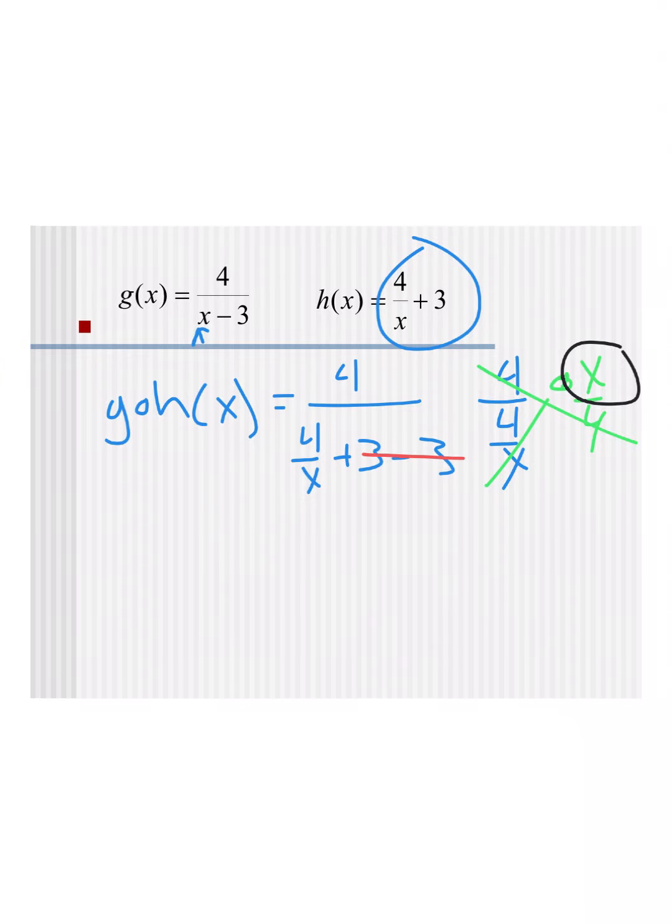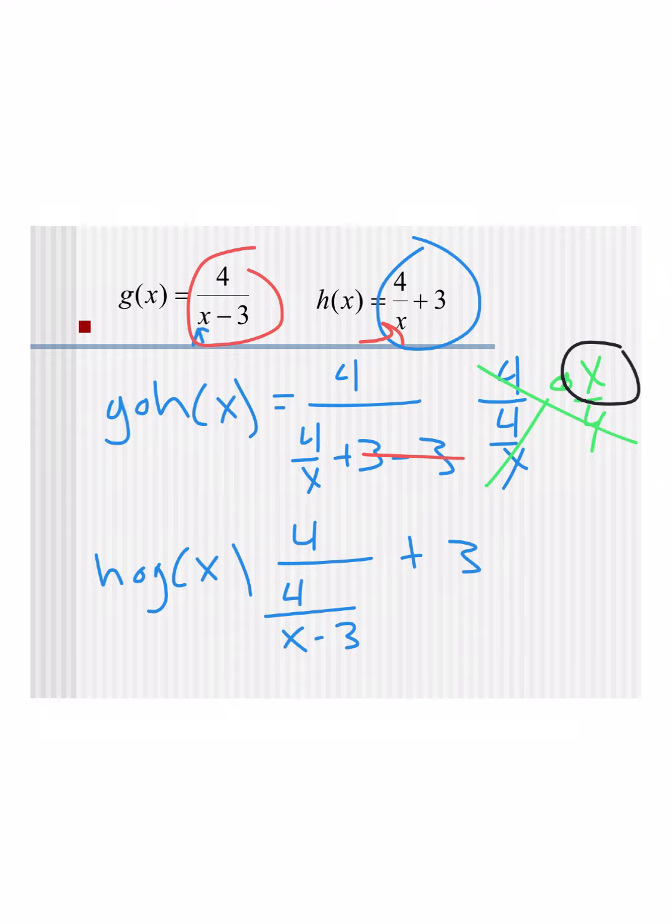Okay, let's go and do this the other way now. So I'm going to say h of g of x, which means I'll take all of g and plug it in where I see that x. All right, so we have 4 over 4 over x minus 3, and then plus 3.